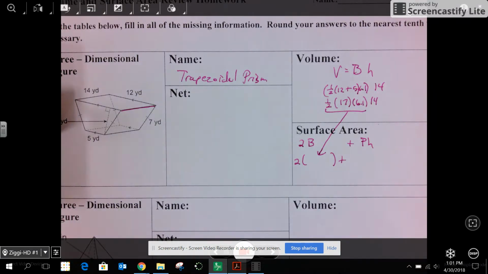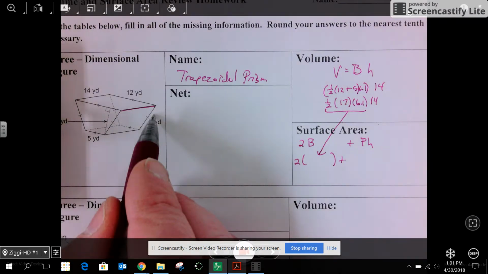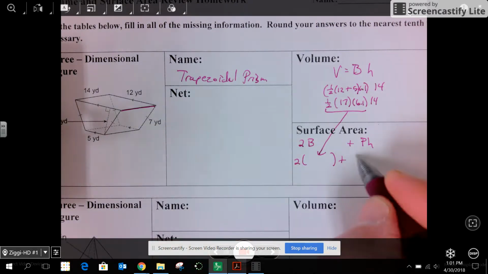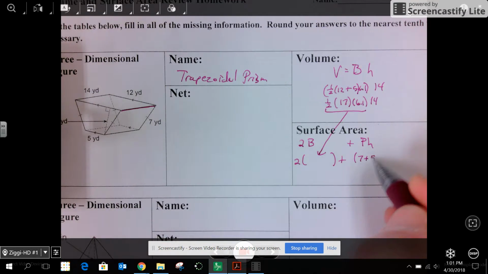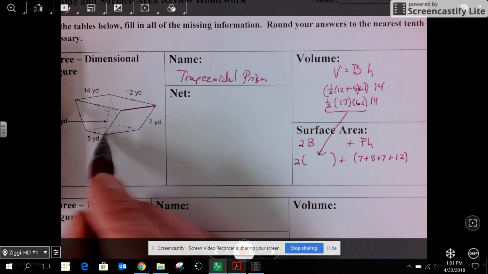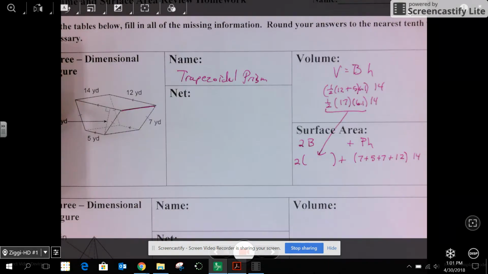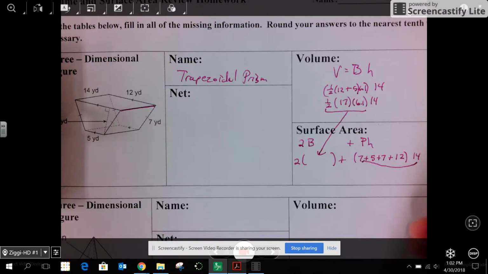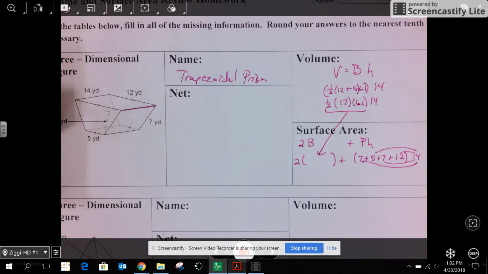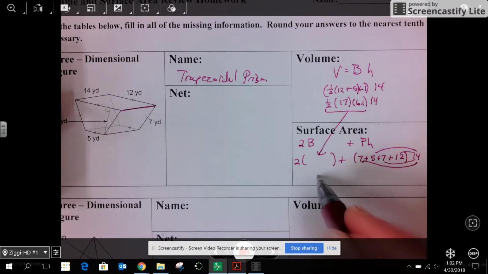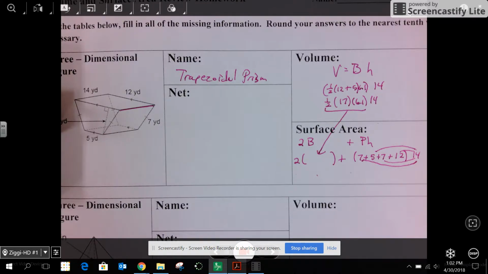And if you don't like to use that formula, you can just add up the 4 rectangles from your net. The perimeter of the trapezoid is 7 plus 5 plus 7 plus 12. If I take that times the height, the overall height of my prism. And the reason why that formula works, if you haven't seen this yet, is there are 4 rectangles. One of them is 14 by 7. One of them is 14 by 5. One of them is 14 by 7. One of them is 14 by 12. Distributive property. So if you want to, you can add the base twice and then all 4 rectangles, or you can use the formula. Okay?